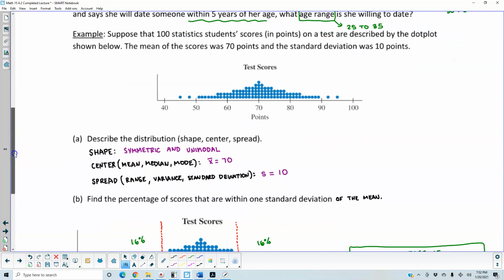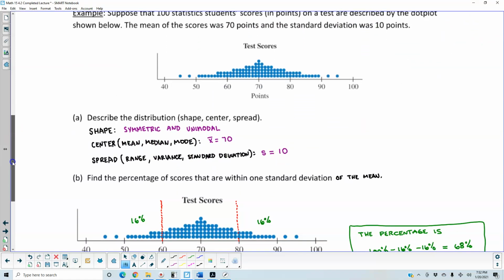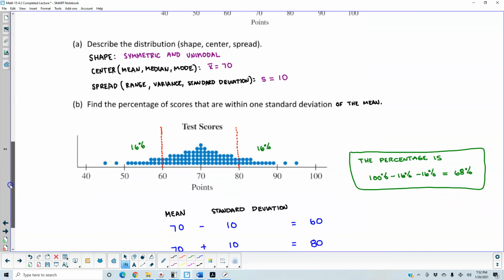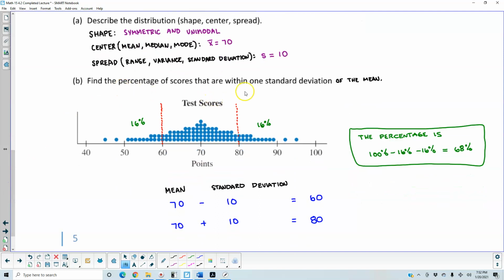Now in part B, it says, find the percentage of scores that are within one standard deviation of the mean. So recall, what does it mean to be within one standard deviation of the mean? Well, we take the mean, which is 70, and subtract the standard deviation of 10. 70 minus 10 gives you 60. Then we take the mean of 70 and add the standard deviation of 10, which gives us 80. So within one standard deviation, we have to be between 60 and 80.